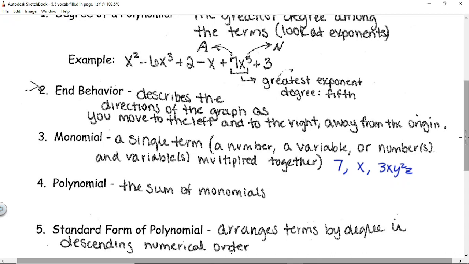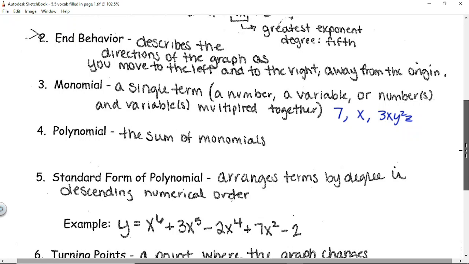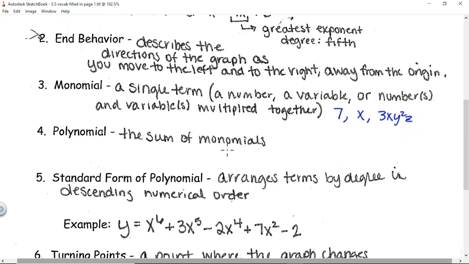Those are all monomials. Polynomial is just the sum of monomials. That's it. You just add them together. For example, 2x squared plus 4x minus 3. That is a polynomial, the sum of monomials. Now we say sum, and you might say, well, it's got a difference in there. But that can be written as a sum also, right? 2x squared plus 4x, and then instead of saying minus 3, we could say plus negative 3. So it's still a sum, it just has a negative number in there.